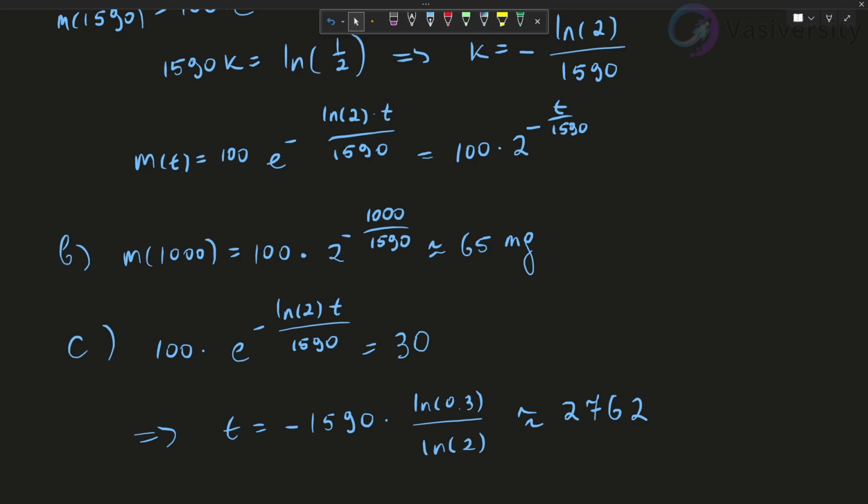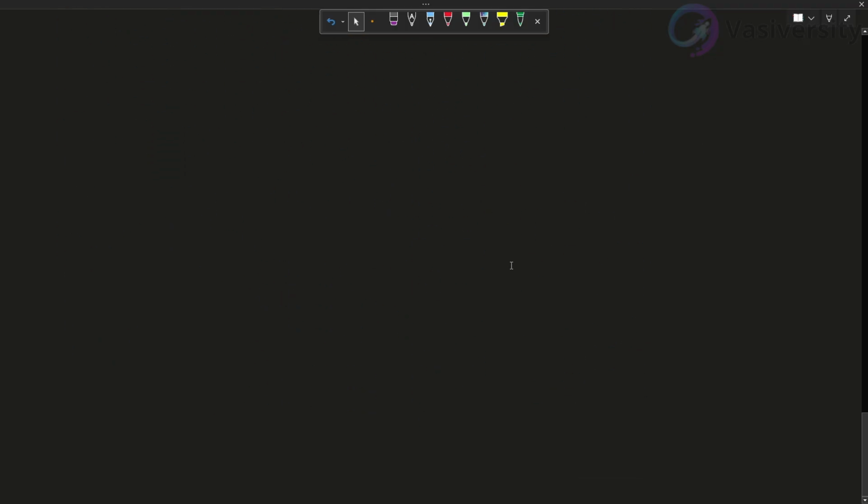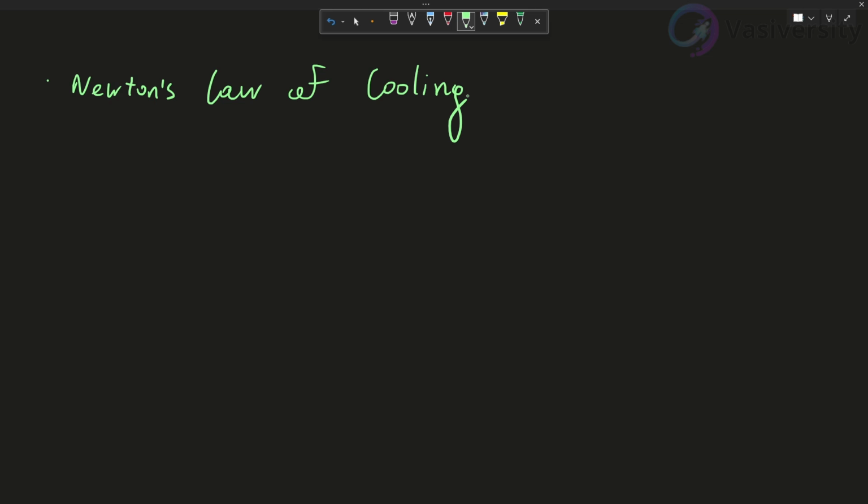All right, so the next one is Newton's law of cooling. Essentially, that's also a very interesting equation, so let's go ahead and move on. Newton's law of cooling, also related to differential equations.